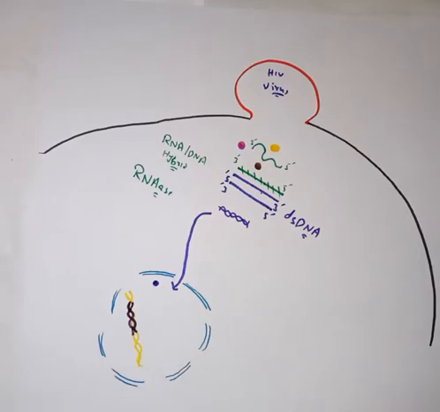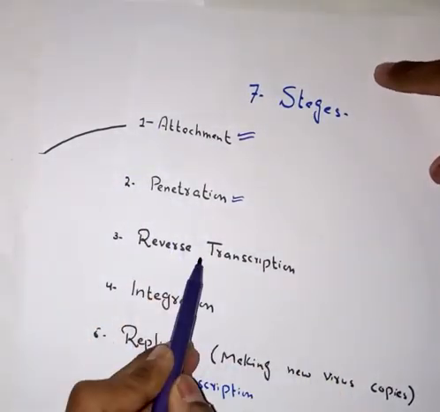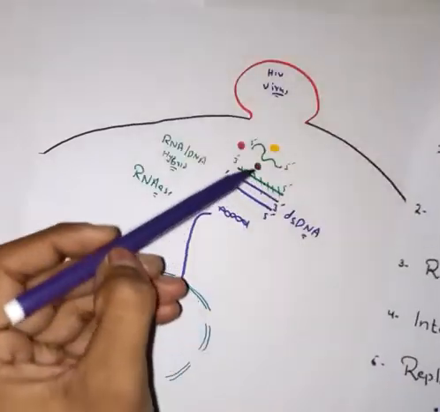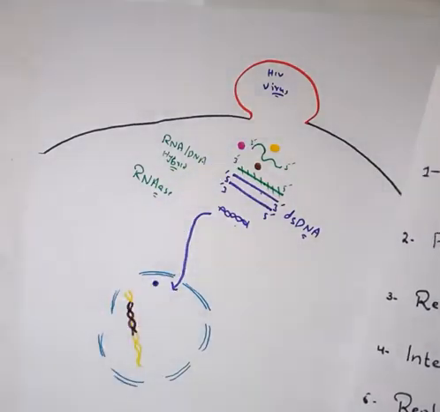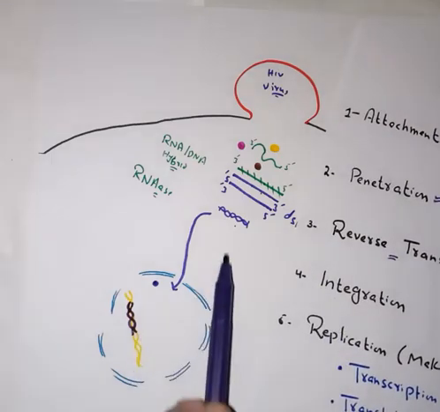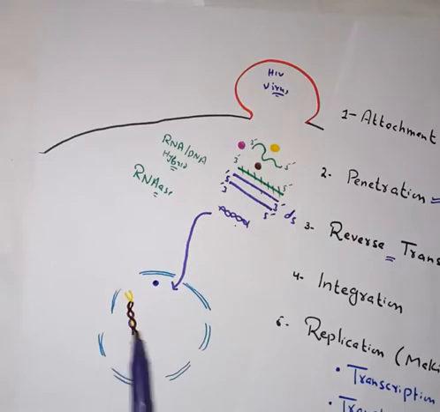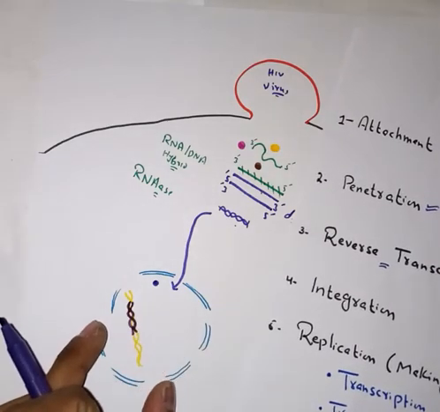Now, the first stage was the attachment. The second stage was penetration. The third stage was reverse transcription, in which RNA has been converted into double-stranded DNA. The fourth stage is integration, in which the DNA has been integrated, has been attached, has been penetrated into the host DNA or human DNA.